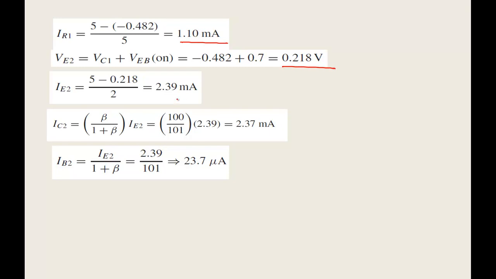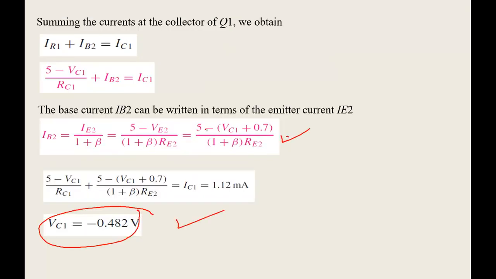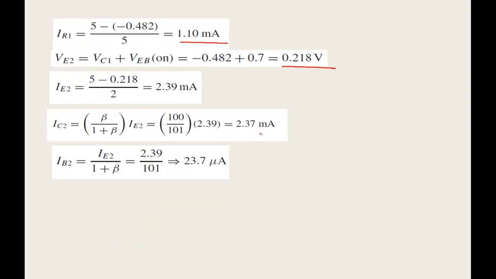and the IE2 value also you can easily find out, because IE2 is 5 minus VC1 plus 0.7, that can be found from here. And IC2 also can be found. IC2 is nothing but beta by 1 plus beta into IE2. Okay, that also can be easily found. And IR2 is IE2 by 1 plus beta. So you will find this one.